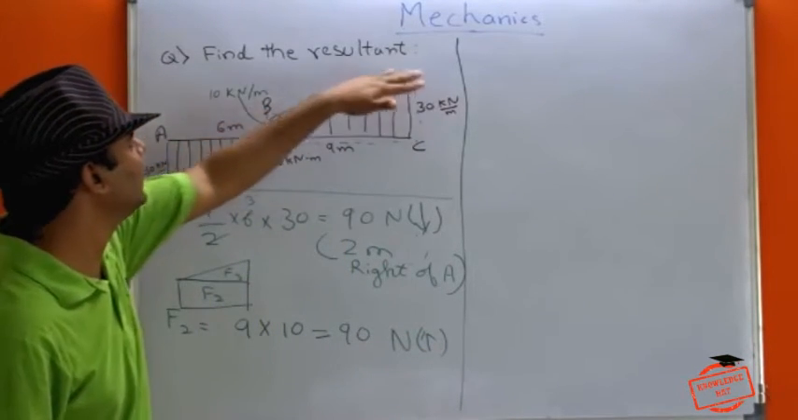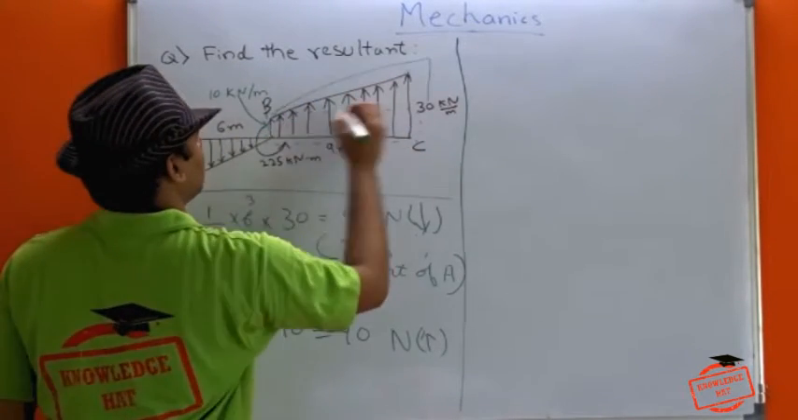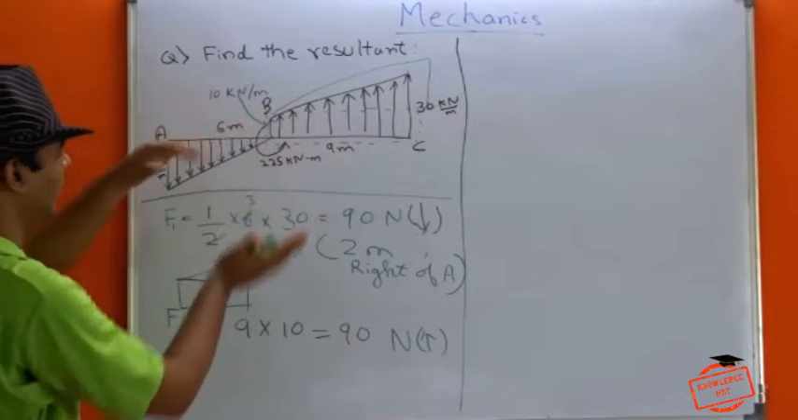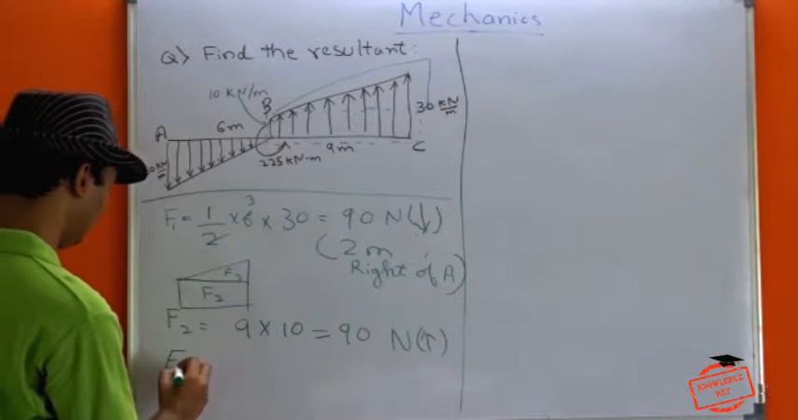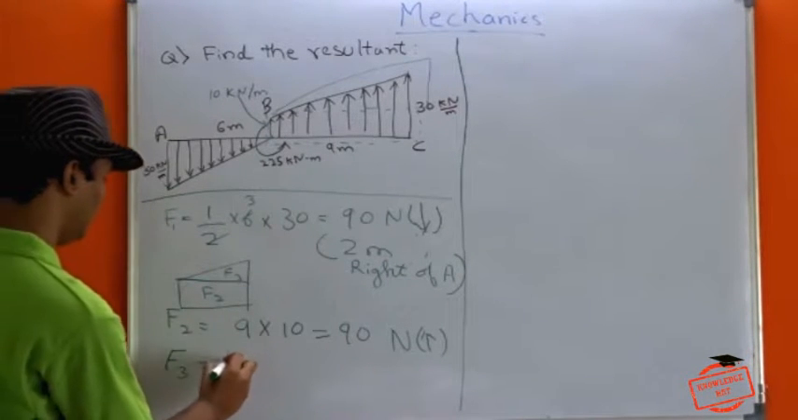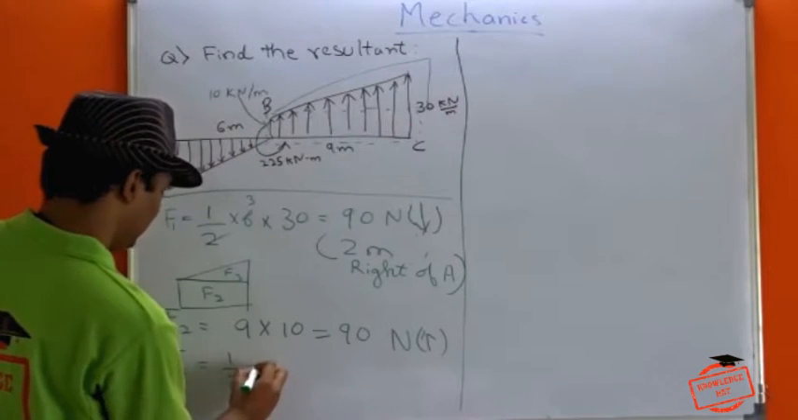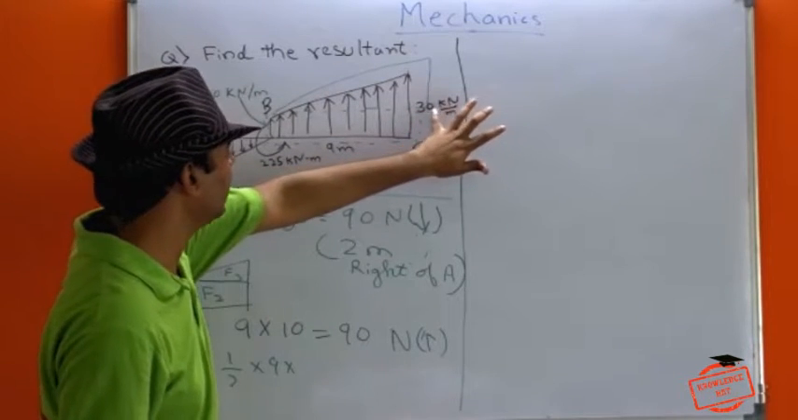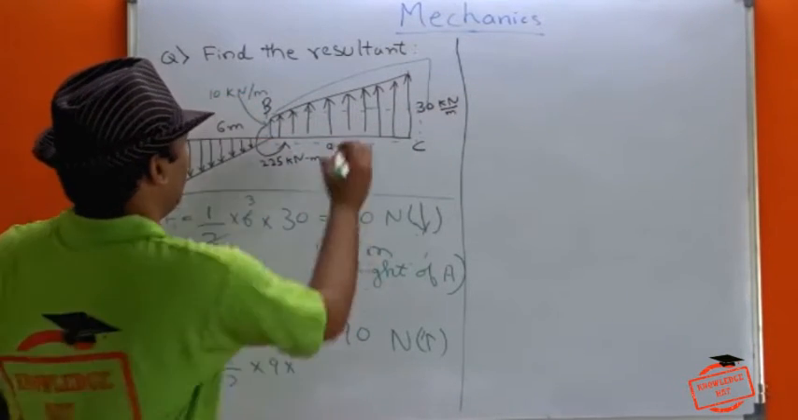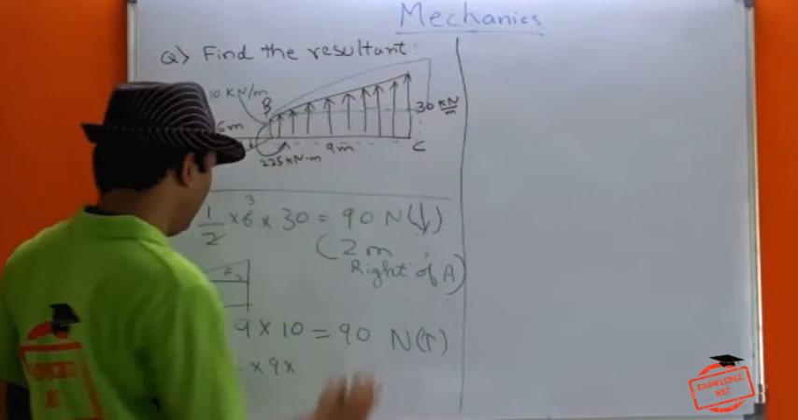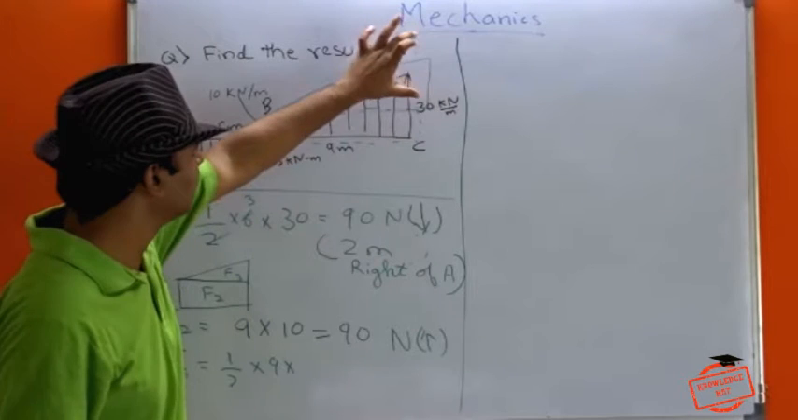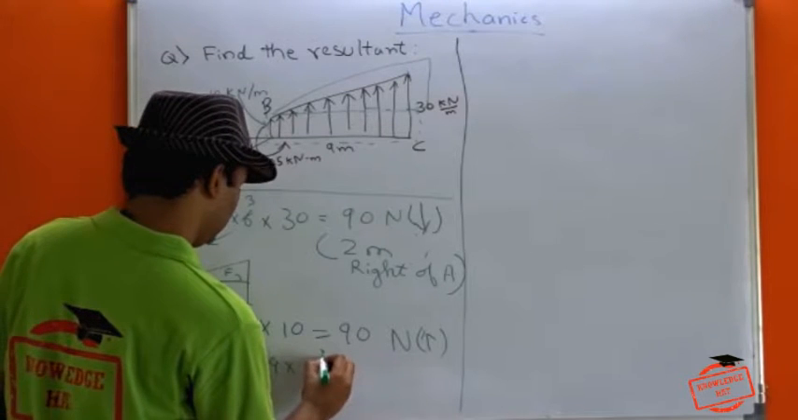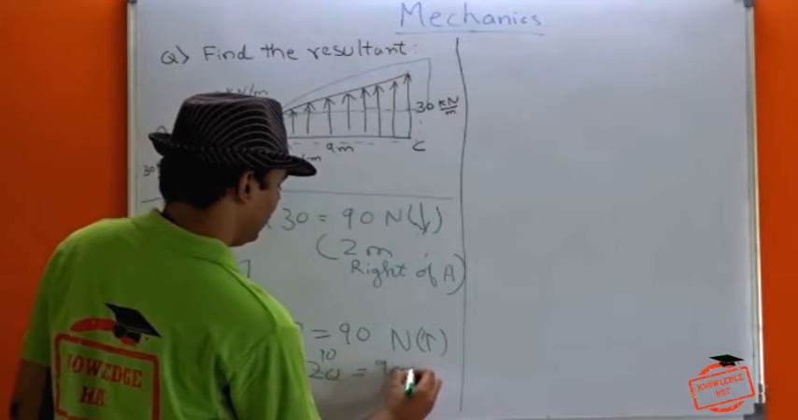The remaining portion is again resembling a triangle, which is a right angle triangle. So we'll use the area of triangle formula, which is half into the base, which is 9, and the total force here is 30 kilonewtons per meter. For this we have already used 10, so the remaining portion is 20 kilonewtons per meter, so we'll use 20 here. By solving, we again get 90 kilonewtons.